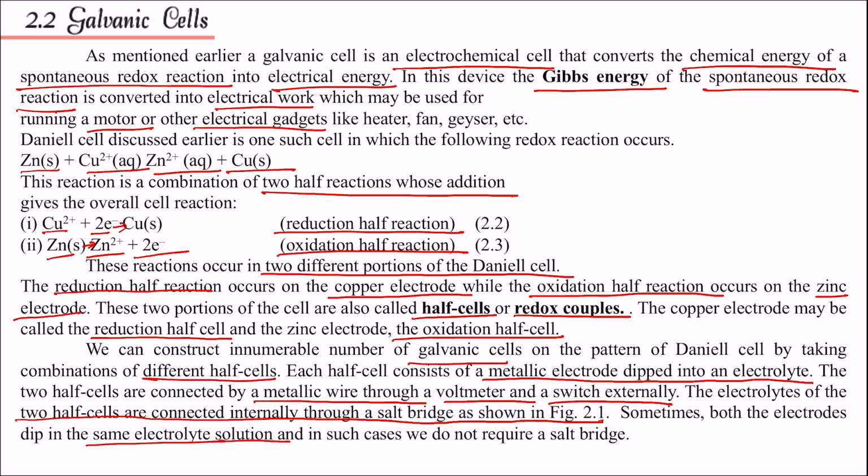Now since reduction half reaction occurs on the copper electrode, it is called reduction half cell, and oxidation is taking place on the zinc electrode, so it is called oxidation half cell. So overall construction of cell is metal dipped in solution of electrolyte. These metals act as electrodes. They are connected by a wire. Externally there is a switch and a voltmeter. The electrolyte solutions are either connected by salt bridge, or sometimes the two metals dip in the same electrolyte solution, and in that case no salt bridge is required.